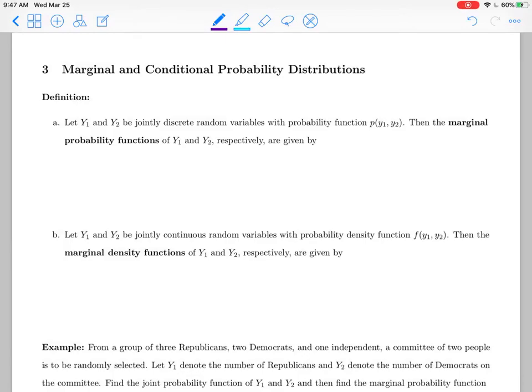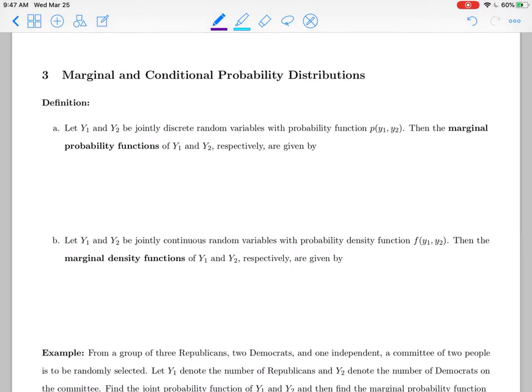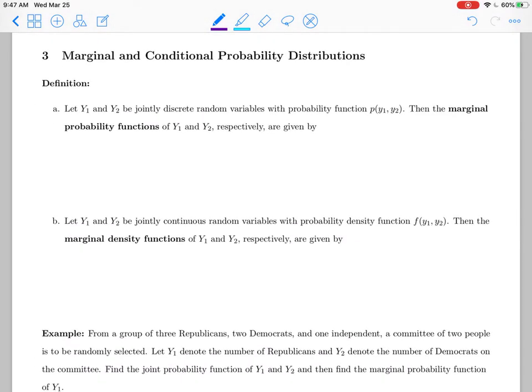Hey guys, in this video we're going to take a look at marginal probability distributions and marginal density functions, and then in the following videos we'll take a look at conditional probability distributions when we have joint density and probability functions. So first, let's define what we mean by a marginal probability function and a marginal density function.